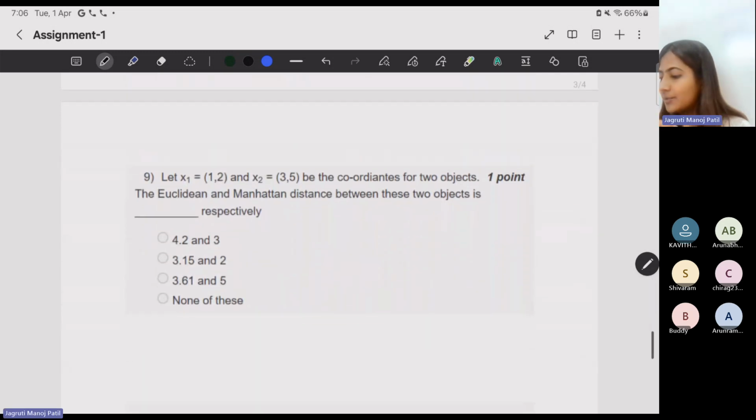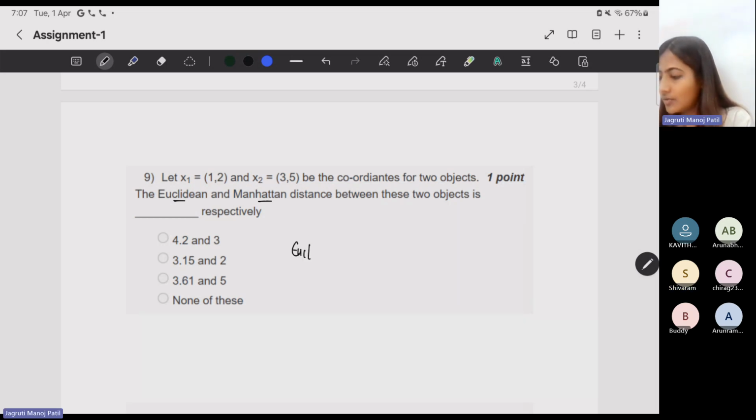Yeah, so you can directly compute the values over here. You know the formula for Euclidean distance, you know the formula for Manhattan distance, what the answer would be. 3.61 and 5. Yes.